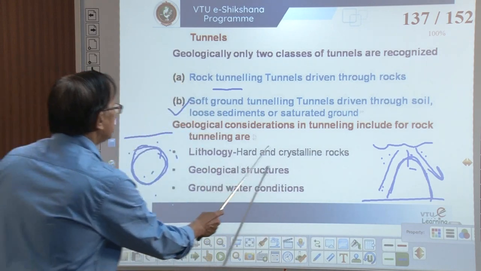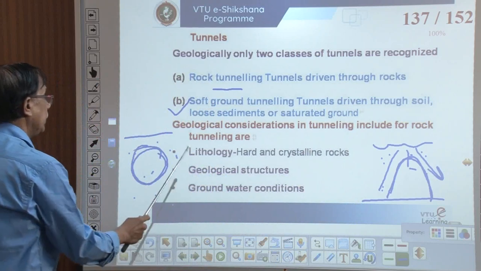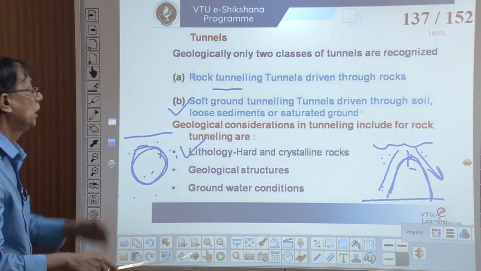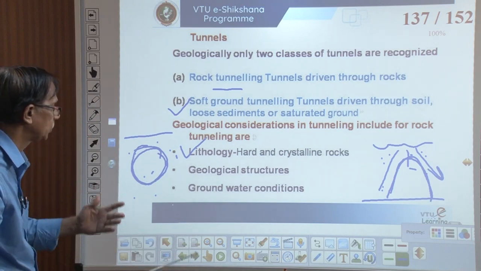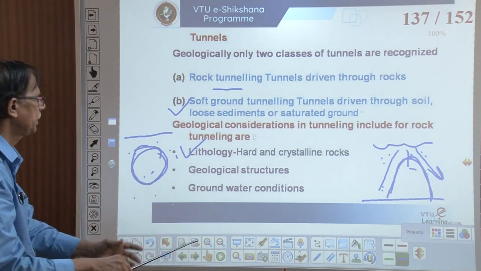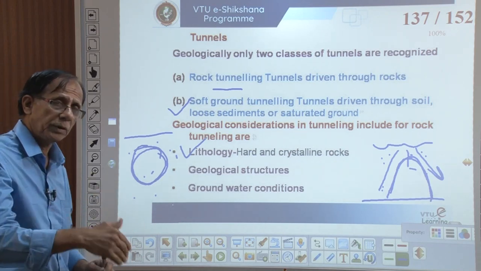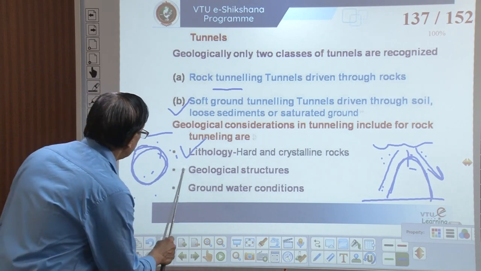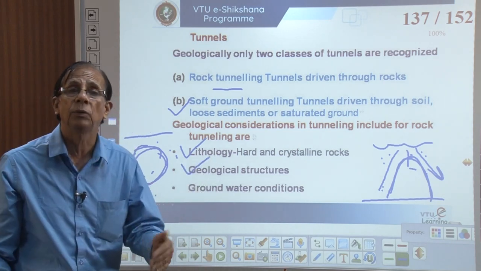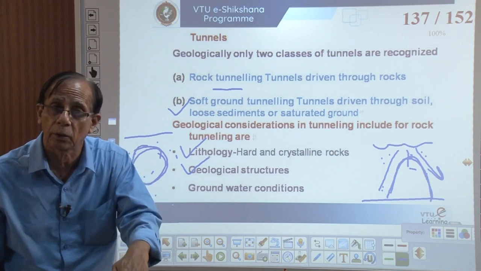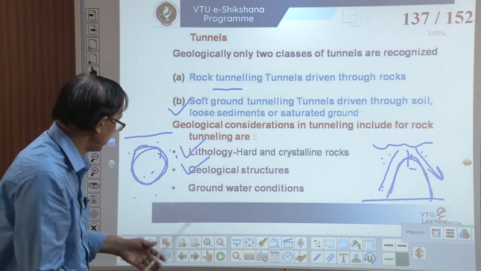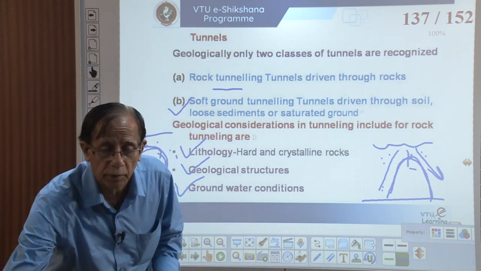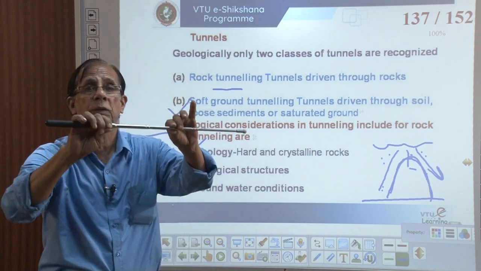Okay. Geological considerations in tunneling include: what is the type of rock? Is it hard, crystalline, or layered sedimentary rock, soft rock? Their crushing strength, porosity, permeability, hardness, everything is required. Then the geological structures: folds, faults, unconformity, layered rocks, non-layered rocks. Then the groundwater table. What is the water table? Is it well below the tunnel, well above the tunnel, or within the tunnel?